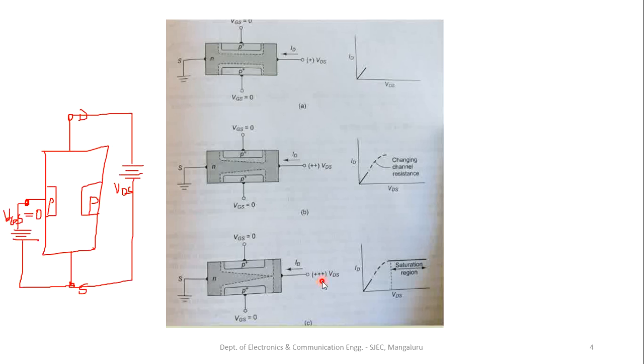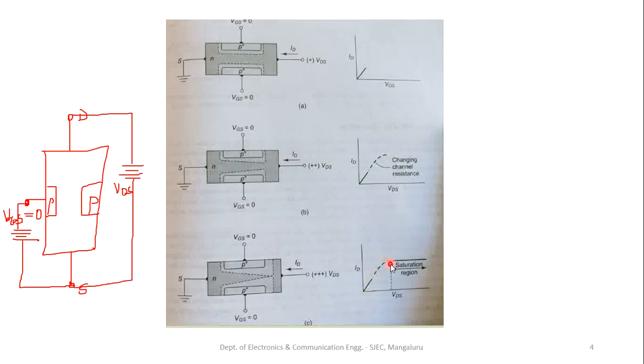So when we further increase the VDS voltage, the current is completely blocked. There is no flow of current into the channel over here. So just like the previous case, there is no flow of current, or the current decreases.